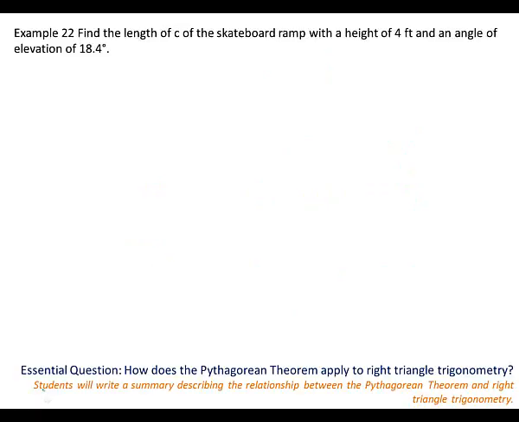Okay, so we're supposed to find the length C of a skateboard ramp with a height of 4 feet and angle of elevation of 18.4. Okay, so we need a skateboard ramp. So that means we need a skateboarder. There we go.